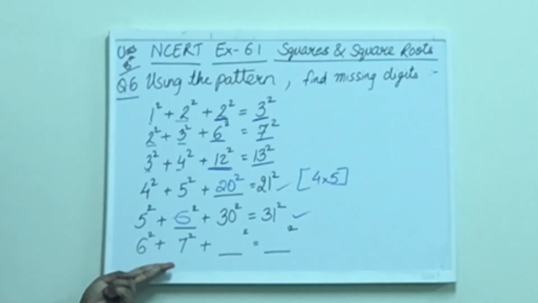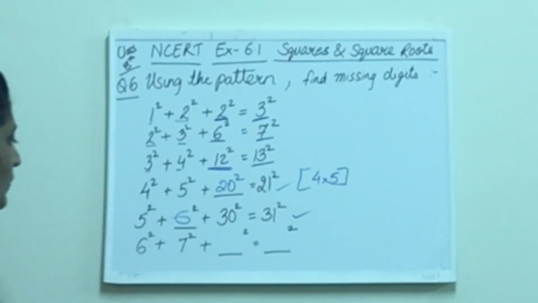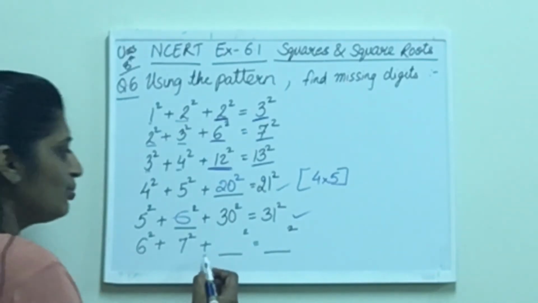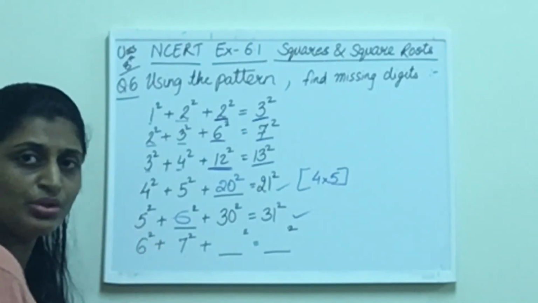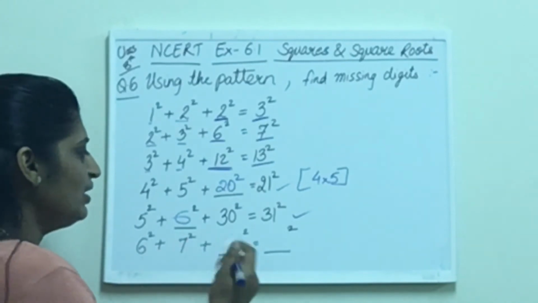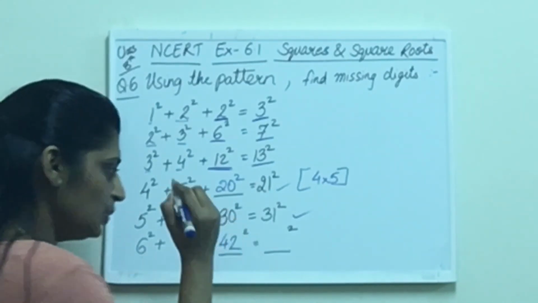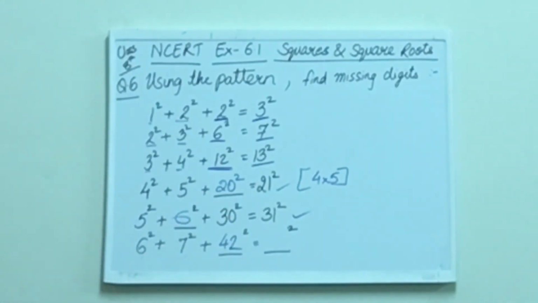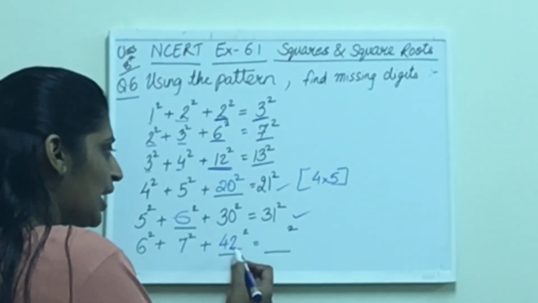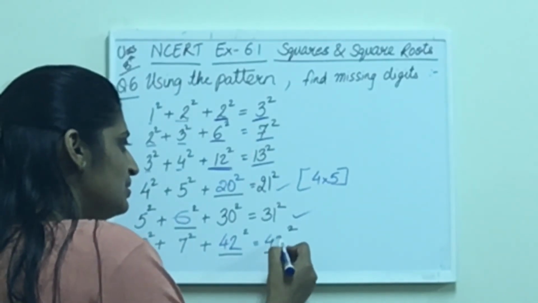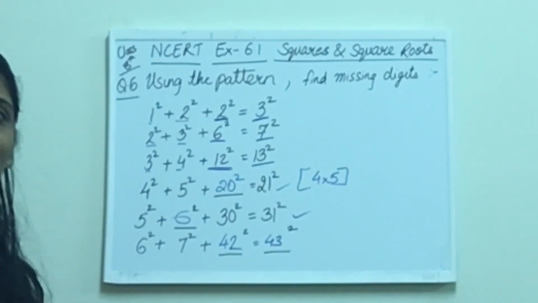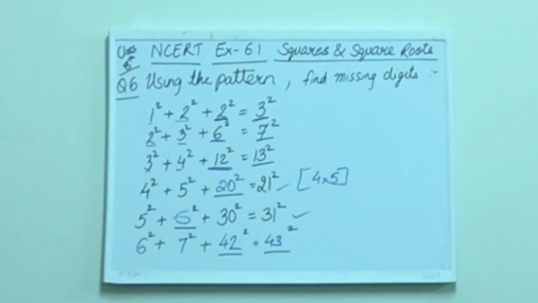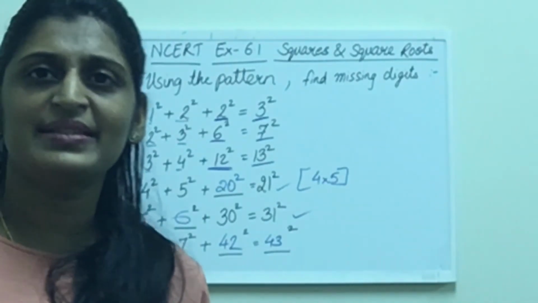And at the last, which we need to fill in, we have both numbers missing. So it's easy for us now. To find the third number, we need to multiply the first two numbers. 6 times 7 gives me 42. And what would be the fourth number? Consecutive of 42, which is 43. And hence, it is the solution to question number 6.